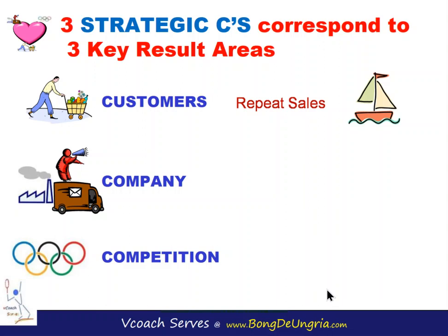So, how do you know that the company is also achieving its key result area? The one parameter that shows this is profits. Again, because the company wants to be in business for the long term, it should have a system of having that profit consistently.